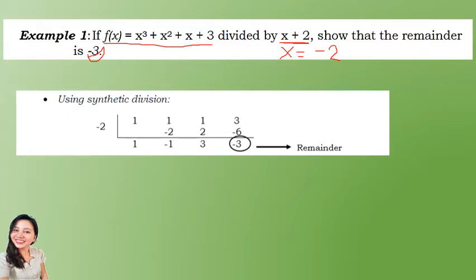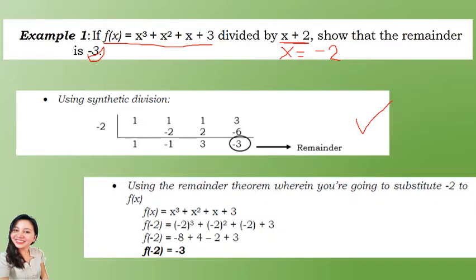So, it matches. We showed that negative 3 is the remainder, so this solution is correct. If you used the remainder theorem, this is the form. Using the remainder theorem, you substitute negative 2 for x in f of x.